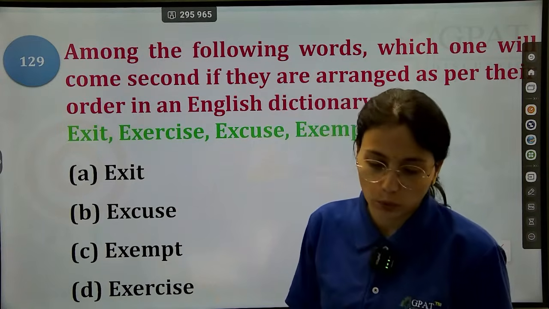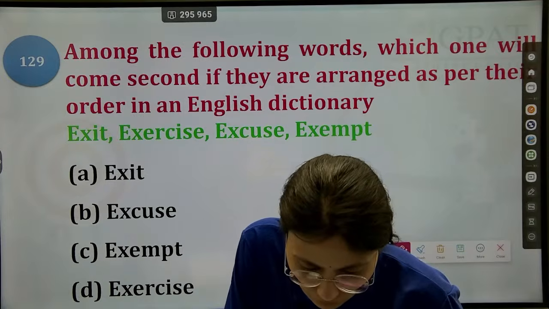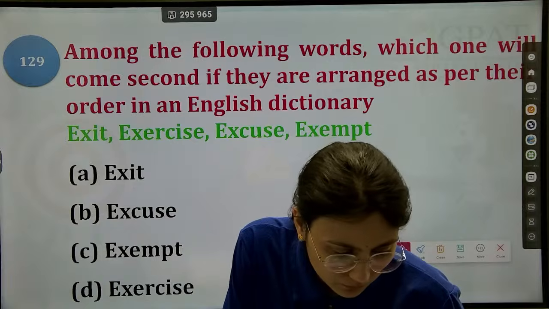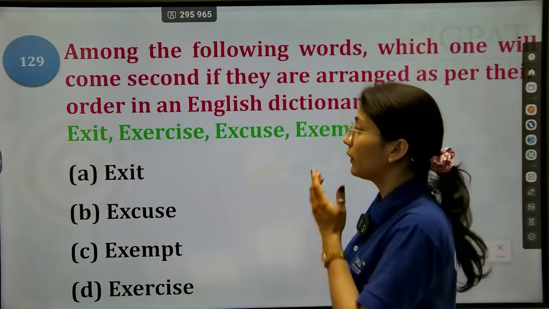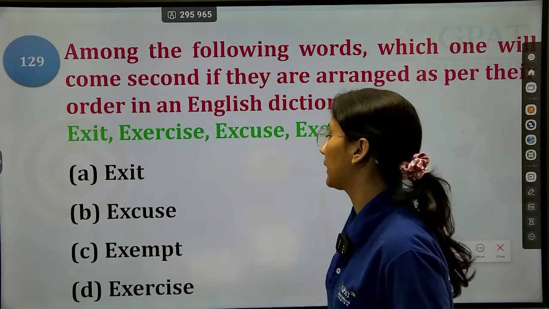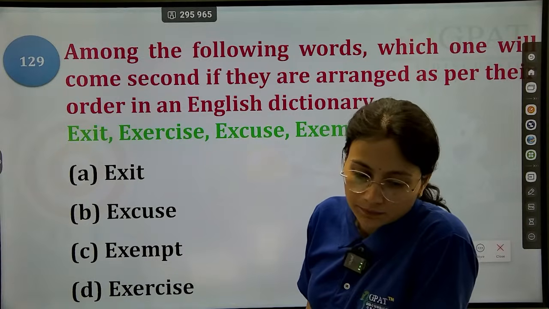So which one is it from the given words? You have to give the answer. Which one is it from the given words? You have to find, like exit, excuse, exempt, or exercise. Anyone?